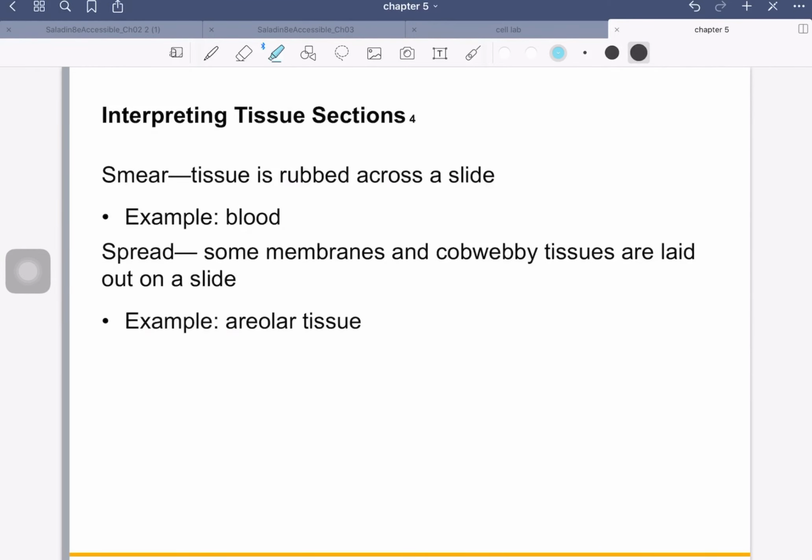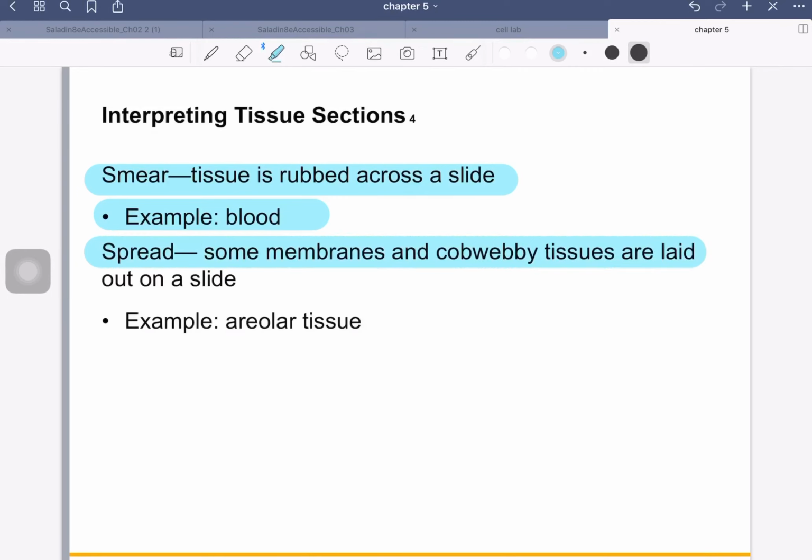Also, when we are preparing histology, sometimes we just do a smear, where the tissue is just spread or rubbed across the slide. An example would be blood. This works very well for very liquid types of tissues, and of course the main one would be blood. A spread is where some membranes and tissues have a lot of pliability to them, and they can actually just spread out onto a slide. Areolar tissue, which we're going to see, is a type of connective tissue, and this one certainly can be spread out on a slide.